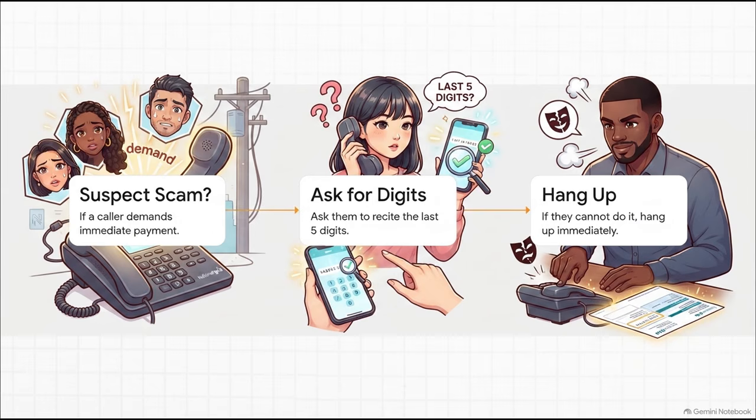So, how do you protect yourself? I want to empower you with something called the last 5 digits check. If you ever get a call from someone claiming to be from National Grid and they're demanding immediate payment or threatening to shut off your power, ask them to recite the last 5 digits of your account number. It's such a simple but highly effective way to thwart a spoofed call. If they hem and haw, make up an excuse, or just flat out can't do it, hang up immediately. You just defeated a scammer.